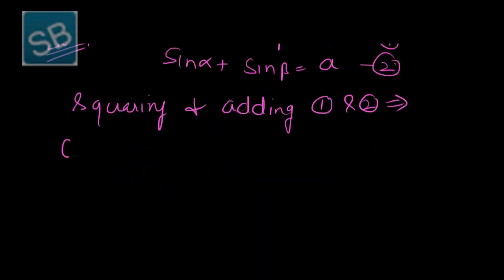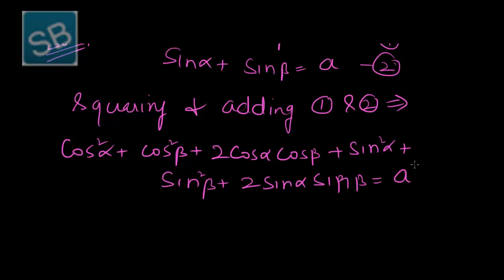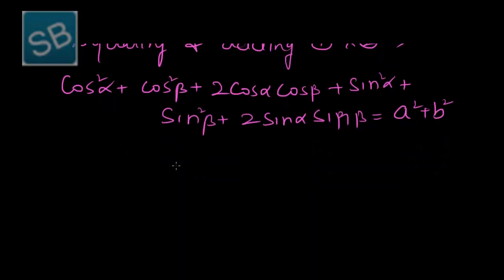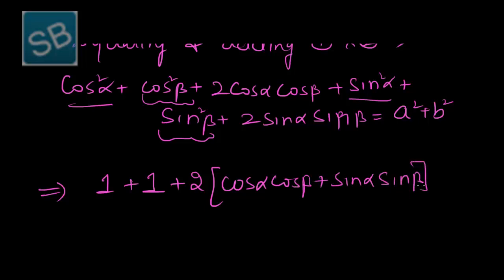We will get a square plus b square plus 2ab plus sin square alpha plus sin square beta plus 2 sin alpha sin beta, which is equal to a square plus b square. So we will get, as cos square alpha plus sin square alpha is 1 and cos square beta plus sin square beta is also 1, and we will remain with 2 common: cos alpha cos beta plus sin alpha sin beta, which is equal to a square plus b square.